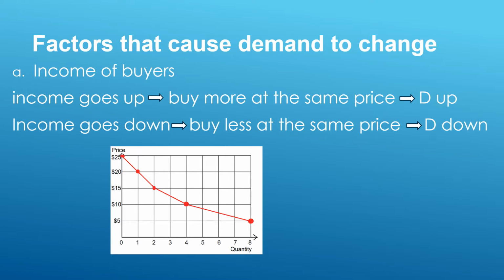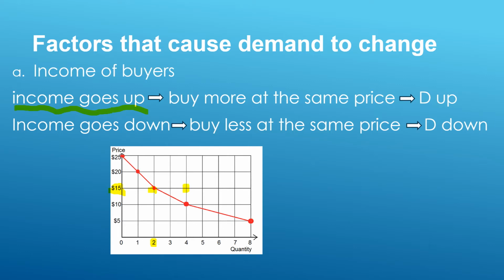Now let's go back to the pizza case. Say the original price happens to be $15. At $15, this particular consumer wants to buy 2. If this person's income increases, he may want to buy more. Instead of 2, he may want to buy 4. So the point goes to here.